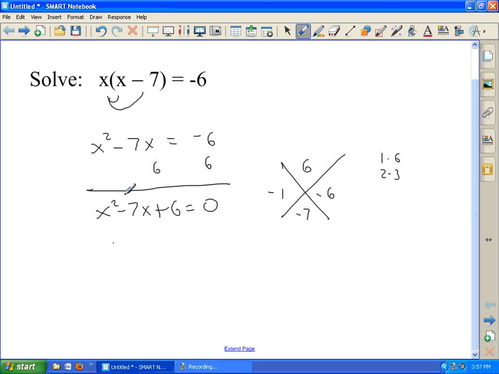So remember, we don't need to split the middle term when there's a coefficient of 1 in front of the x squared, so these -1, -6 are just parts of my factors. X minus 1 times x minus 6 equals 0.